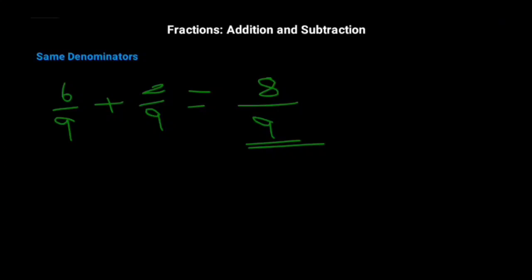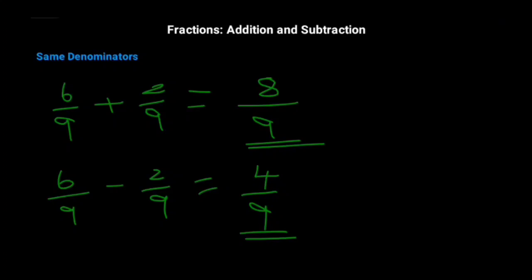And if we were to subtract the same fractions, it would be the same. So if we had 6 over 9 subtracting 2 over 9, we subtract the numerators, which would give us 4 over 9. And in each case, our fractions cannot be simplified any further, so that would be our answer.